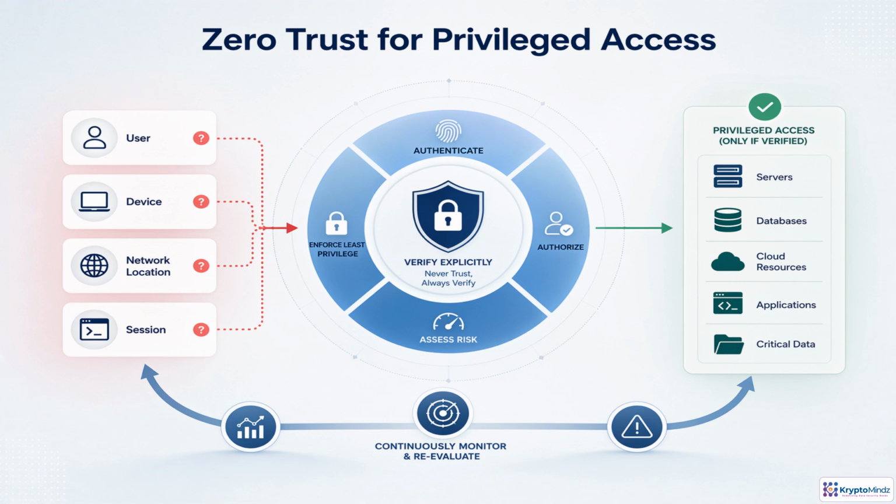Zero trust turns privileged access from a one-time approval into a continuous decision. Every request is authenticated and authorized using strong signals such as identity, device health, location, session behavior, and risk. Access is then limited to what the task requires for only as long as needed. Because we assume breach, controls are designed as if an attacker may already be inside. The result is verified, contextual, risk-aware access to servers, data, applications, and cloud resources, with monitoring that keeps rechecking the decision.